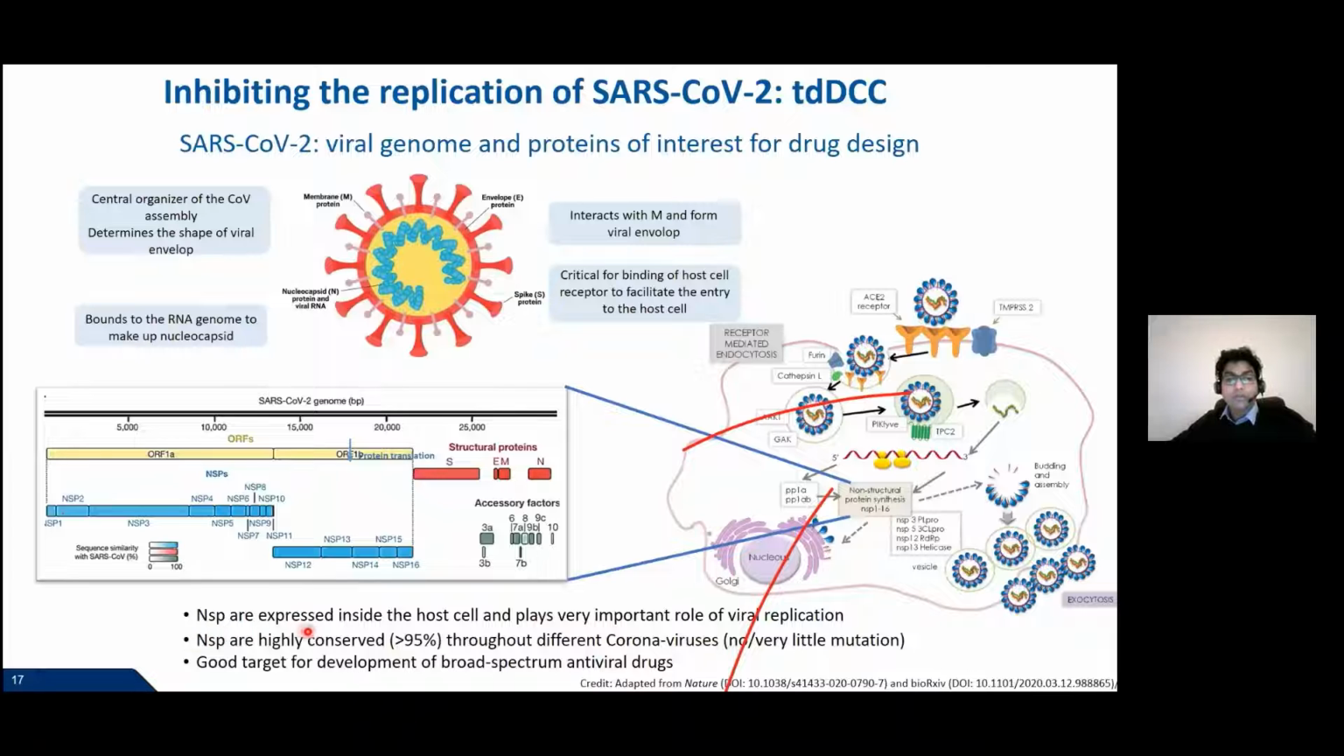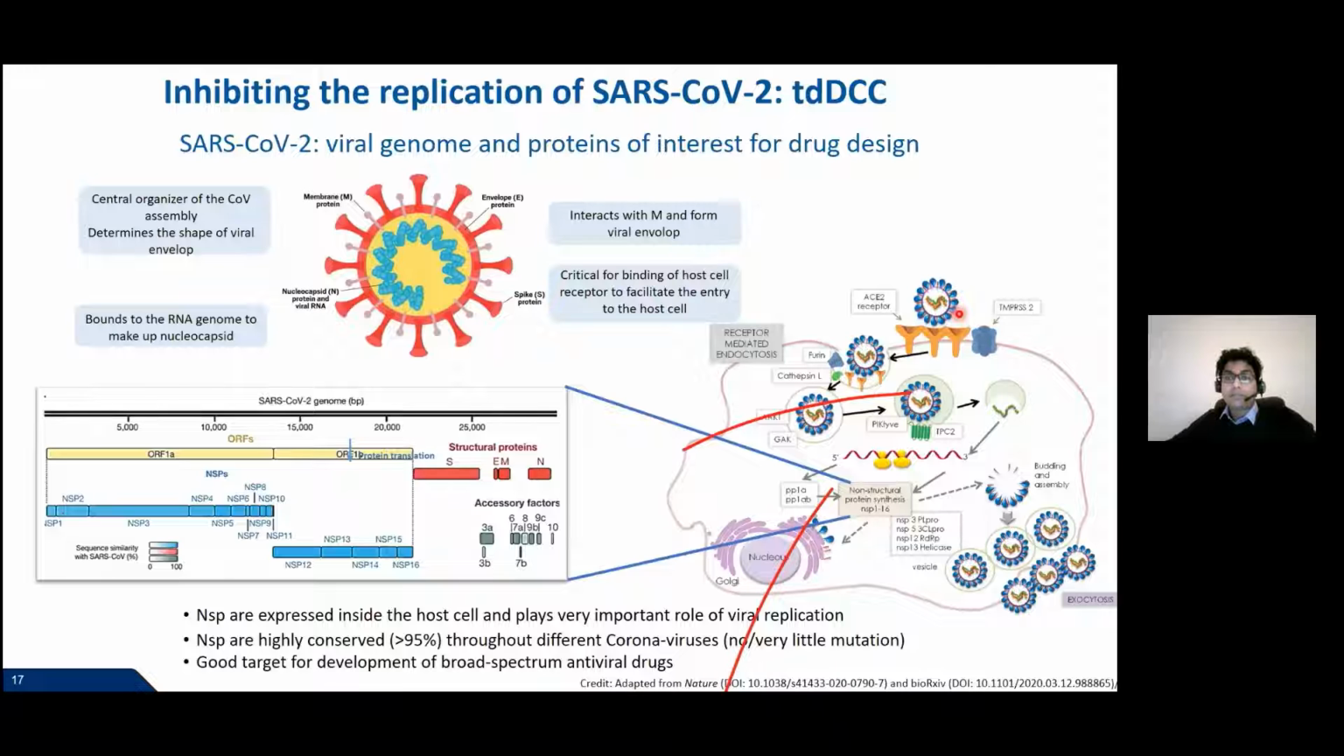In all these coronaviruses, these non-structural proteins are highly conserved, which means they are not changing. They have more than 90% similarity, so there is little or no mutation going on in this kind of non-structural protein. On the other hand, if you look at the spike protein, the Delta virus, which is circulating around the world, is now due to the mutation on the spike protein.